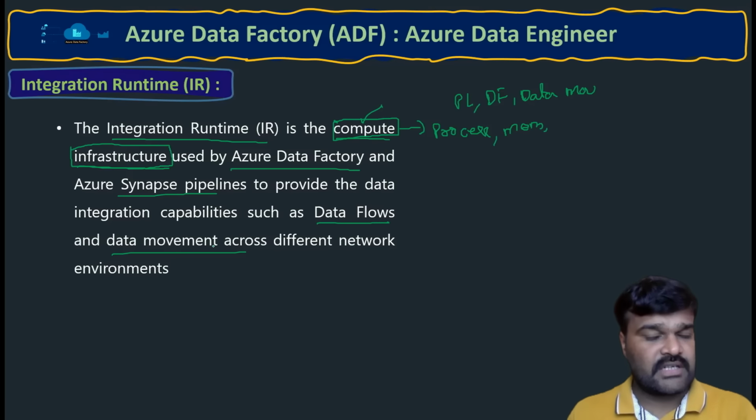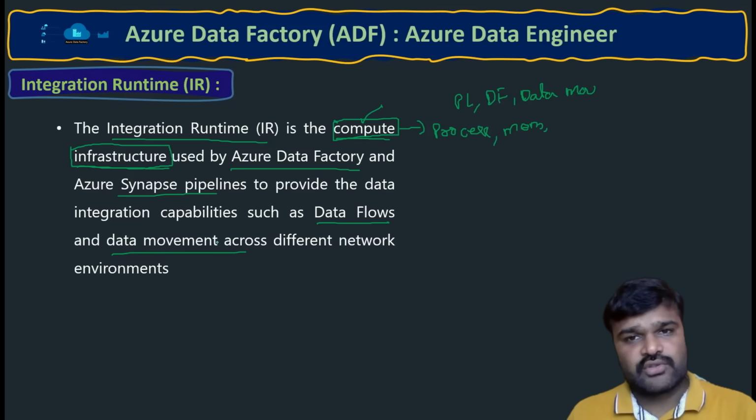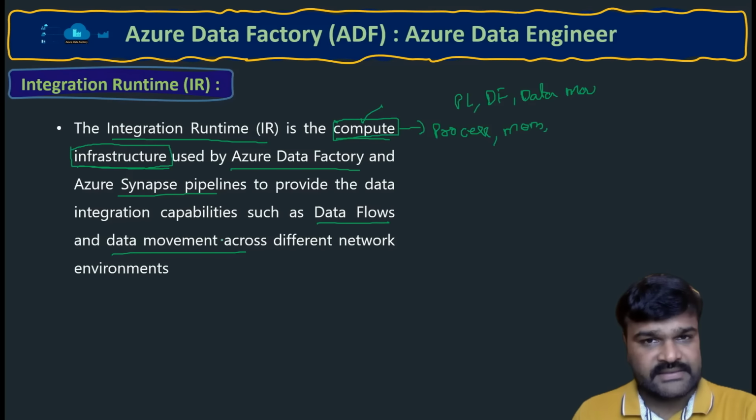That may be on-premises to the cloud or cloud to on-premises, private to public or public to private, or API endpoints, whatever it is, you are able to do the data flows or data movements. That is because of the integration runtime, which is supporting in the background.